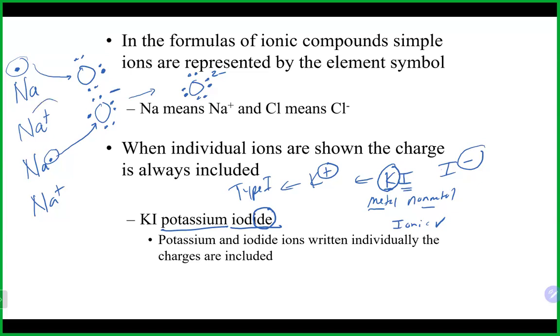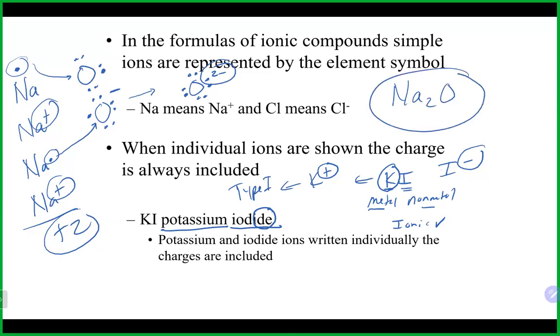And now we have +1 and +1, which is a +2 to balance out that -2 charge. That is why, when we put those together, we end up with this formula here, because we need both of those sodiums to give away an electron for oxygen to be able to achieve that noble gas configuration.